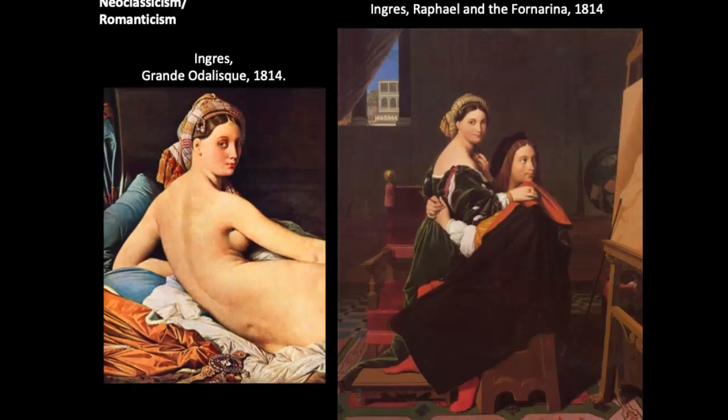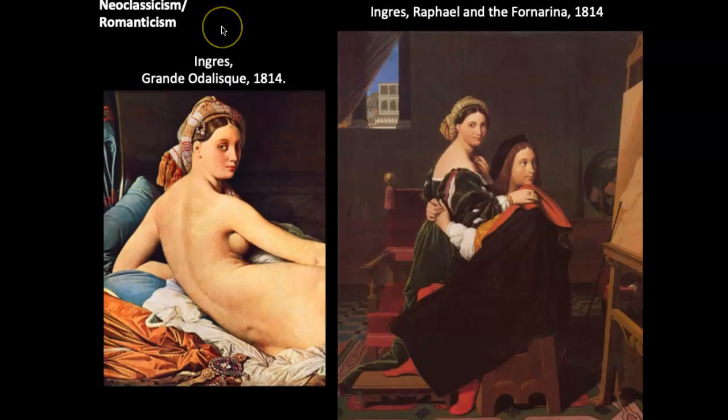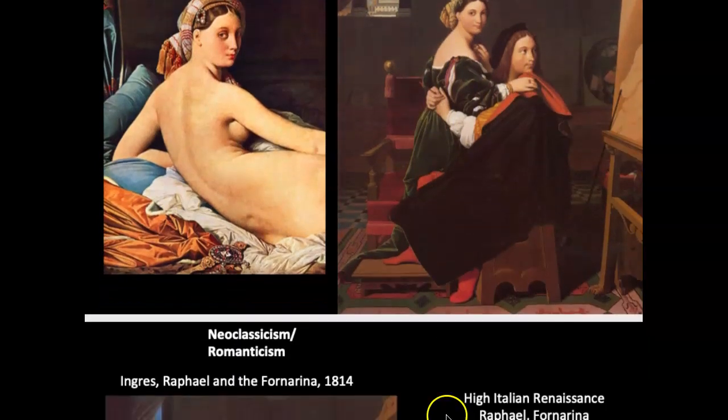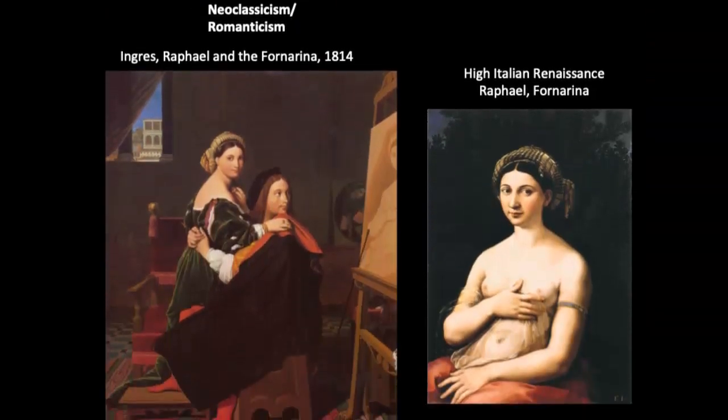Ingres also has this fascination with art history, and that is why I use the term neoclassicism for this as well. I laugh because Ingres was fascinated not only with art history, but specifically with the Italian Renaissance artist Raphael. And this is another painting by Ingres in which he fantasizes about what it was like to be Raphael when Raphael was painting his beautiful Fornarina. What? Okay. It's this praised portrait by Raphael. And so Ingres is like, oh, I bet that was his young lover.